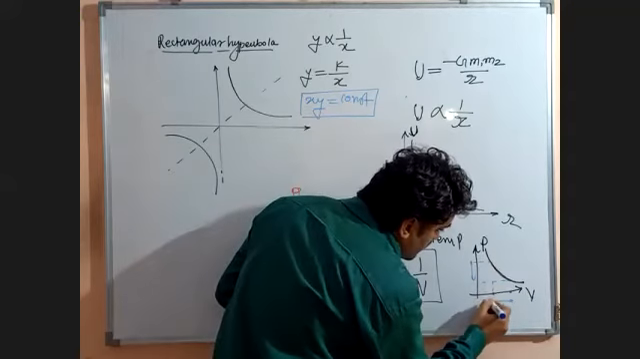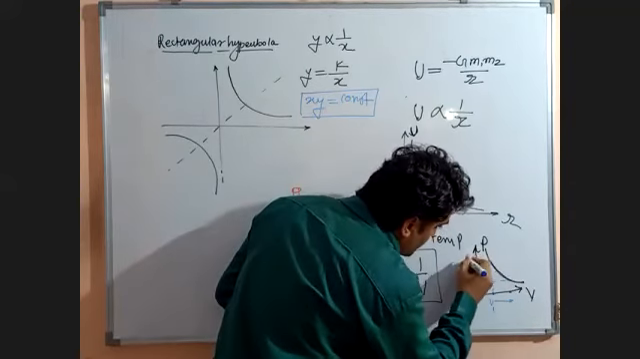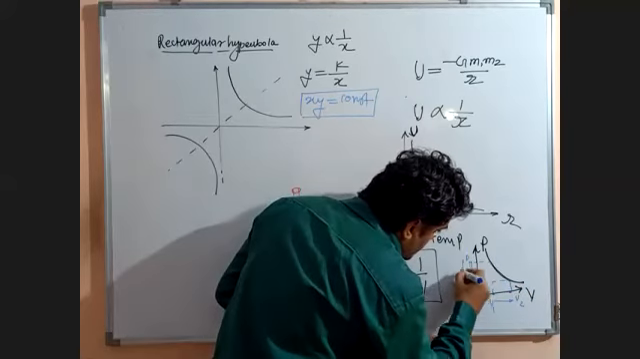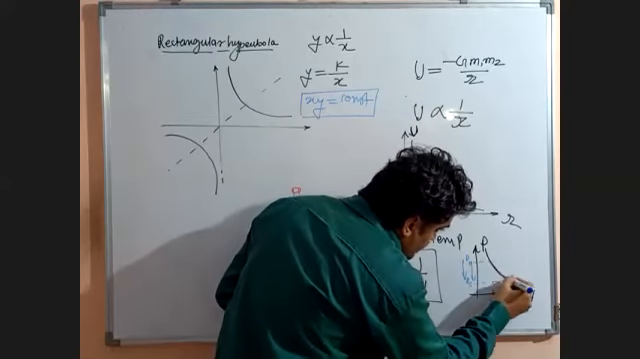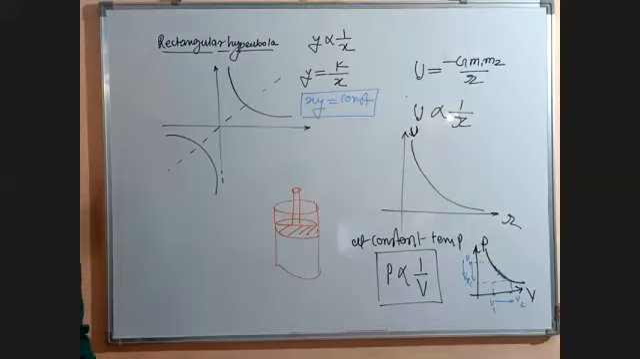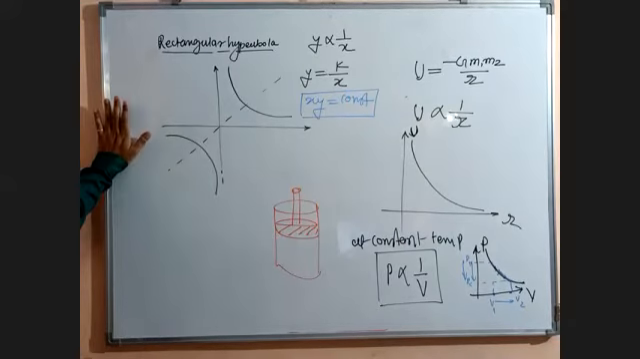At volume V1, pressure is P1, and at volume V2, pressure is P2. So actually pressure is decreasing, and the graph is moving downward. This is the concept of a rectangular hyperbola. It is a very, very important concept. In the NEET examination and JEE examination, this concept can be asked directly.